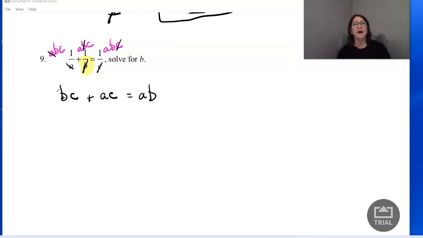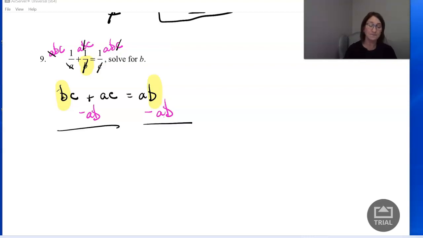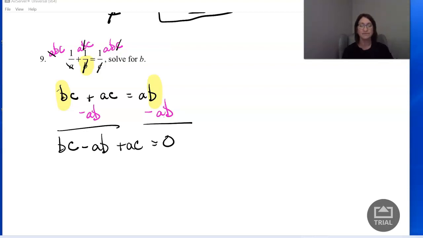Okay. We want to solve for B. Problem is, I've got a B on both sides. So the way to do this is you've got to get your B's on one side. That's your first step. So I am going to subtract an AB from both sides. And so that's going to leave me with BC minus AB plus AC is equal to 0.